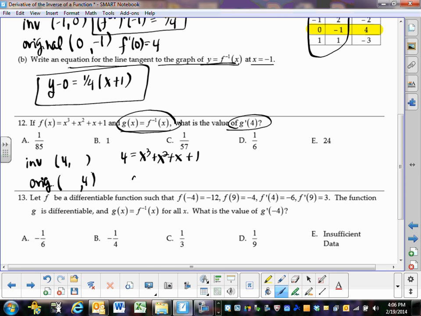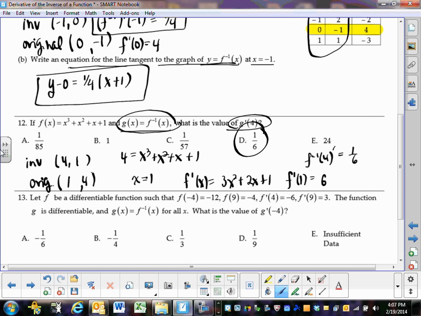Y equals negative 1 if x is 0. So x is 0, y is negative 1. The slope of the original is 4. So the original has the point (0, -1), and f prime of 0 is 4. So the inverse function has the point (-1, 0), and the derivative of the inverse at -1, because remember we're switching the x and y, so they should not be the same typically, equals 1/4. So the answer for part A is 1/4.